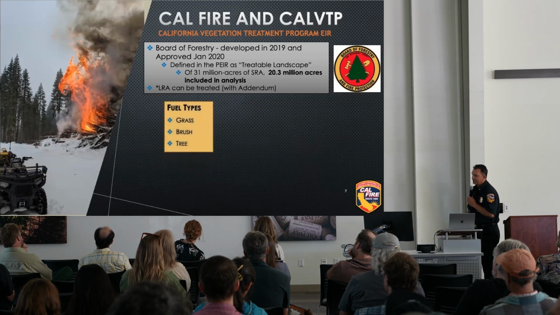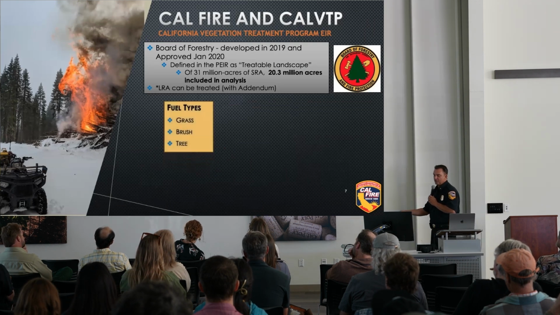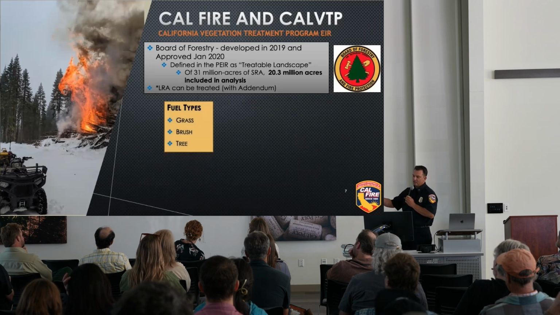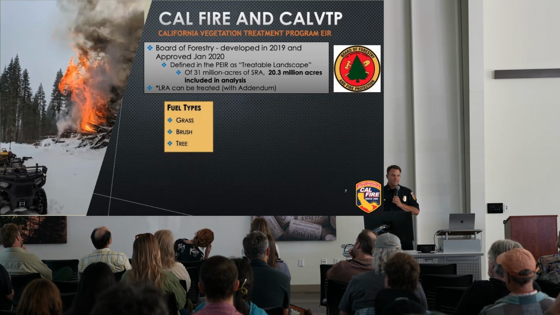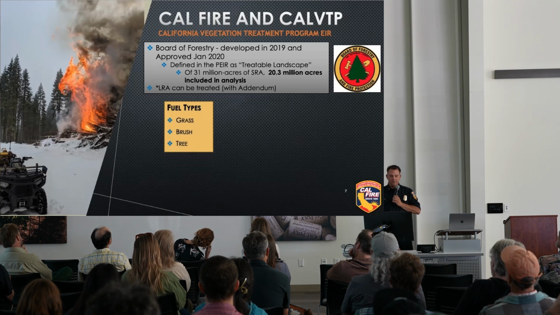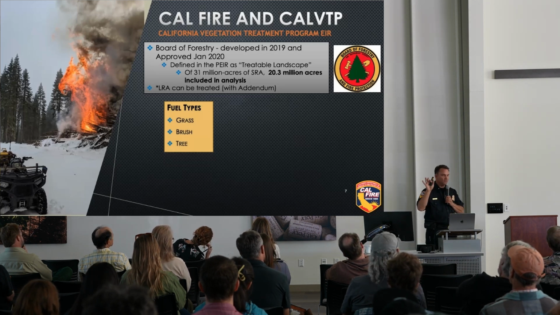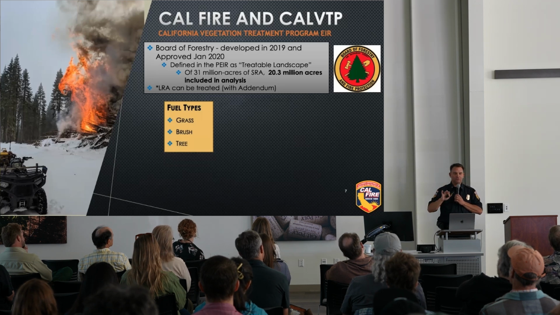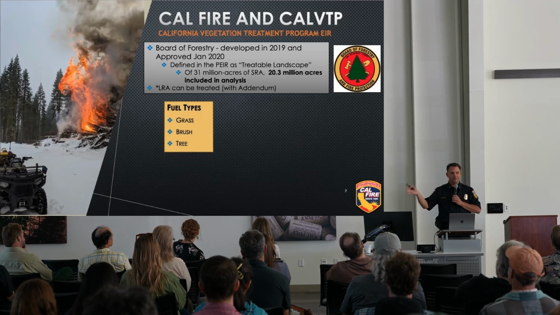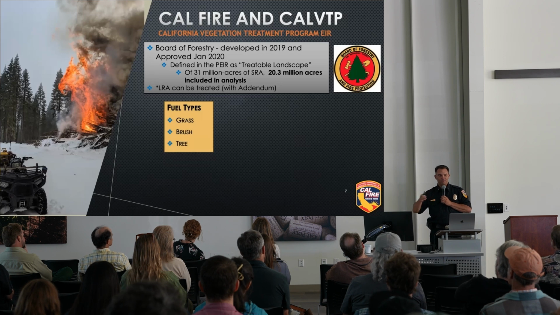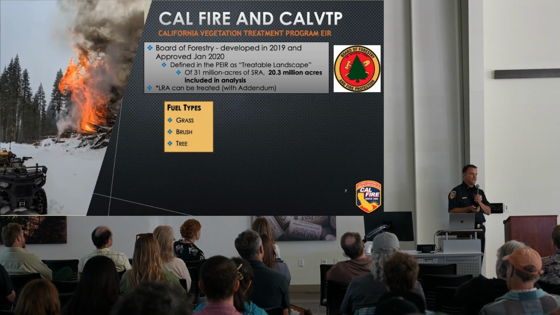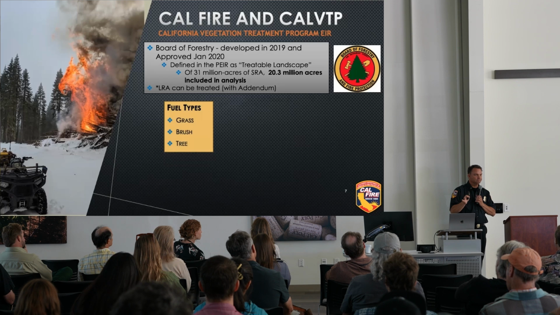Okay, so the fuel types covered in this programmatic EIR are grass, brush, and tree. When this was created, we had to come to terms and use common terms, so we used tree instead of timber. Timber had a different definition. So grass seems simple, brush seems simple, then we used tree. That seems a little weird.